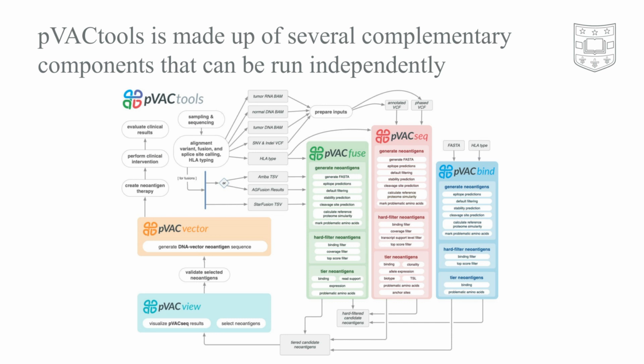Each selected best neoantigen candidate is assigned a tier such as pass, low expression, subclonal, etc., based on its characteristics. pVACview is our Shiny web application. The aggregated report can be visualized in pVACview to further review each neoantigen candidate and select the ones desired for vaccine manufacturing. Lastly, pVACvector is used to generate a single DNA vector neoantigen sequence by combining the selected neoantigens in an order that prevents novel junctional peptides, using spacer sequences if necessary.